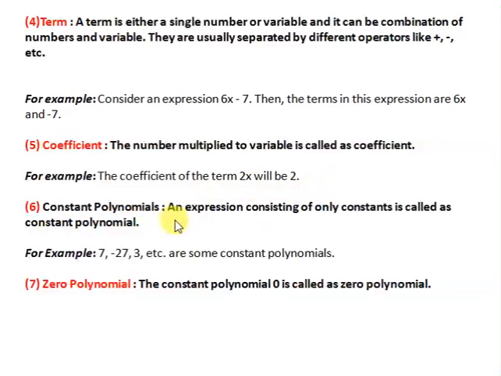Next is constant polynomial. An expression consisting of only a constant is called a constant polynomial. For example, 7, minus 27, 3, etc. are constant polynomials. Here we find there are no variables involved. Next is zero polynomial. The constant polynomial 0 is called the zero polynomial.